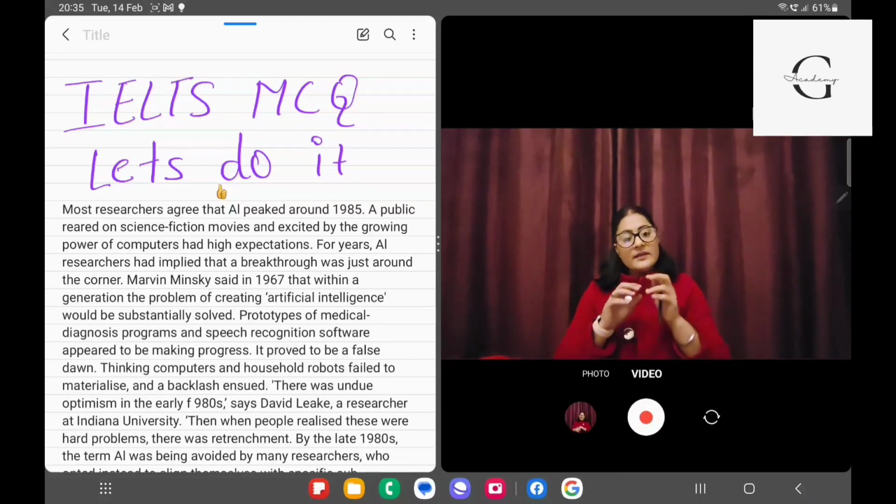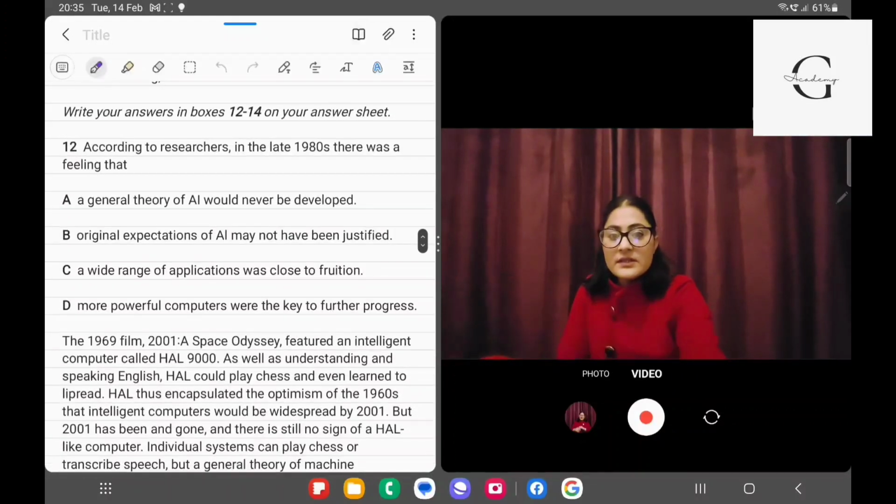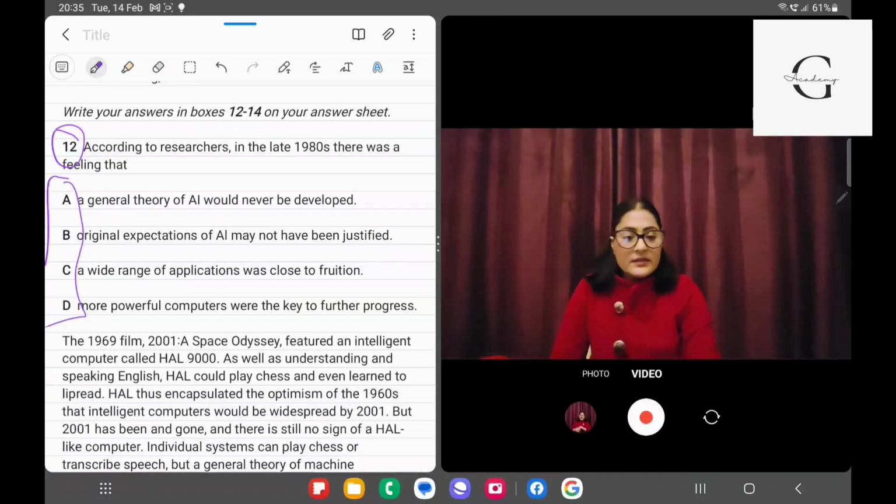Basically, lots of students, when they attempt reading MCQs, just read the options. As you can see on the screen, I have question number 12, and we have 4 options A, B, C, D. When students make mistakes, they read the options first and focus only on the options, and they don't focus on the question.